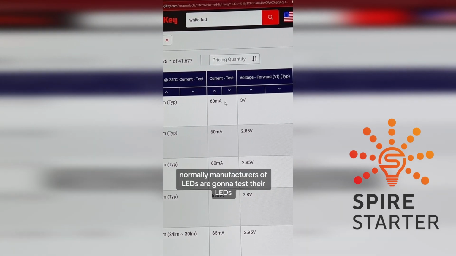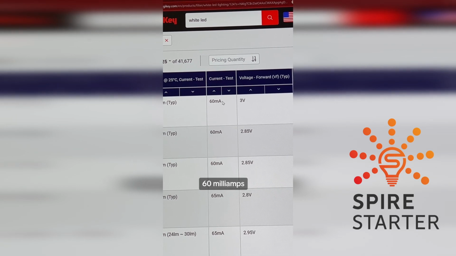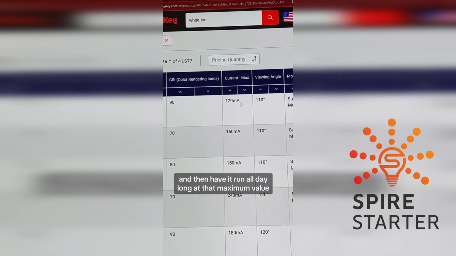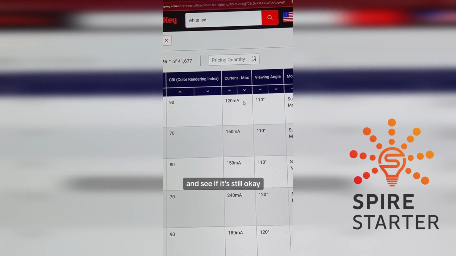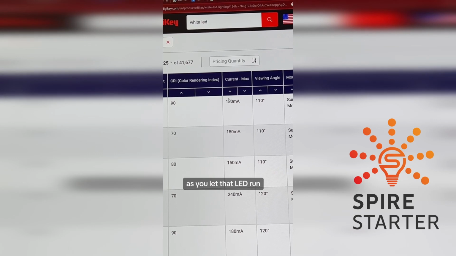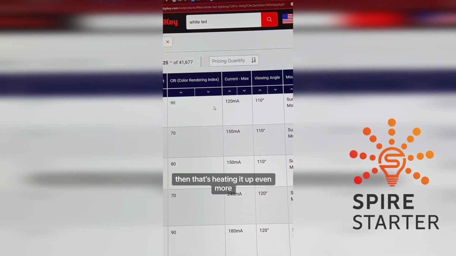Normally, manufacturers of LEDs are going to test their LEDs around that typical current value of, for this case, 60 milliamps, plus minus a little bit, but they're not going to drive it at the absolute maximum and have it run all day long at that maximum value and see if it's still okay, because it probably won't be. Because once again, as you let that LED run, you are heating it up, and if you are pumping in twice as many amps as you normally drive it at, then that's heating it up even more.